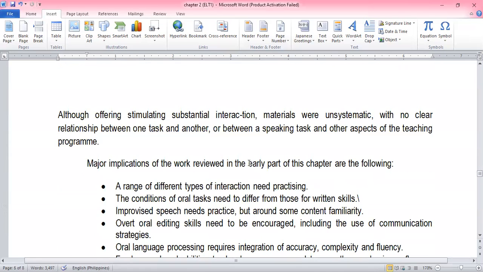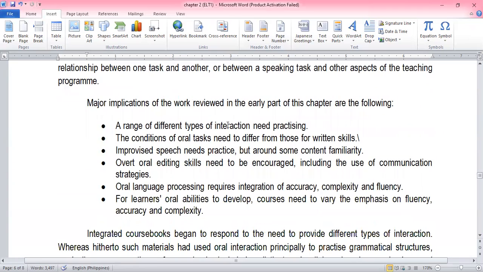Now, there are major implications of the work reviewed in the early part of this chapter, which are the following. First, a range of different types of interaction need practicing. Drills should be done always. The conditions of oral tasks need to differ from those for written skills. Babalik-balik ko yan. Magkaiba dapat ang methodologies na gagamitin sa written and then sa speaking skills. Okay? Improvised speech needs practice but around some content familiarity.